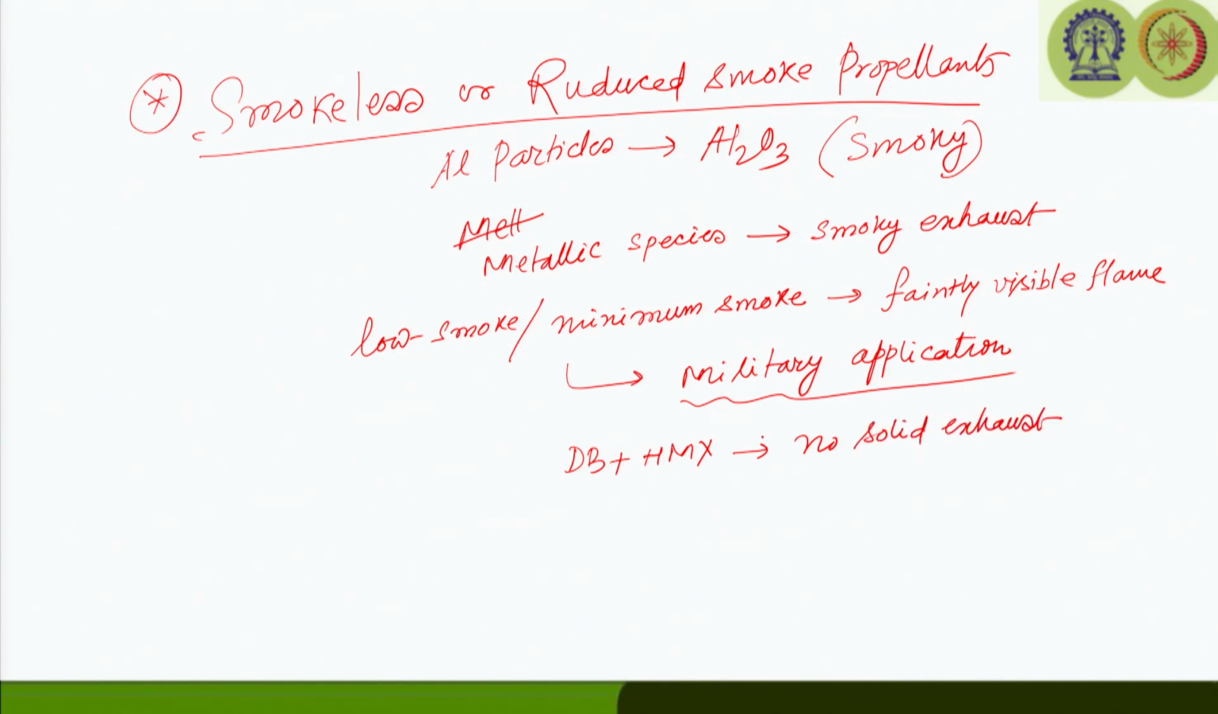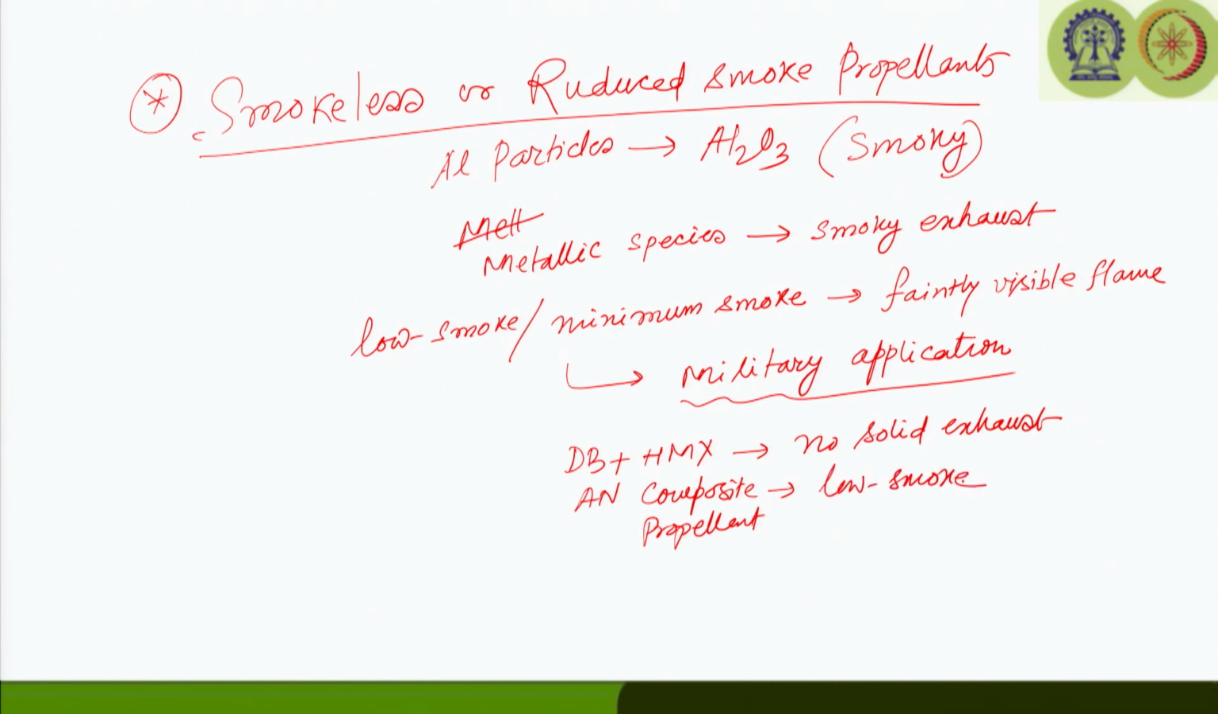That may fairly have a reduced or low smoke propellant, because they are not containing any kind of aluminum particles there. If we use some AN composite propellant, ammonium nitrate composite propellants, they are also going to give a low smoke propellant. So, this is the category of propellant based on the applications.